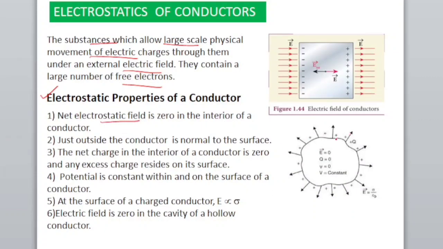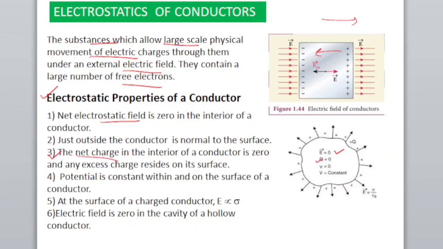Suppose this conductor is placed in a uniform electric field. Due to this electric field, some internal electric field exists inside the conductor which is opposite to that of the external electric field, and both are in opposite directions. Net electric field is zero inside the conductor. Now according to Gauss theorem, if net electric field is zero, then net charge is also zero. Right, now these two are very important. Net charge is zero inside the conductor, and electric field is zero in the interior of the conductor.